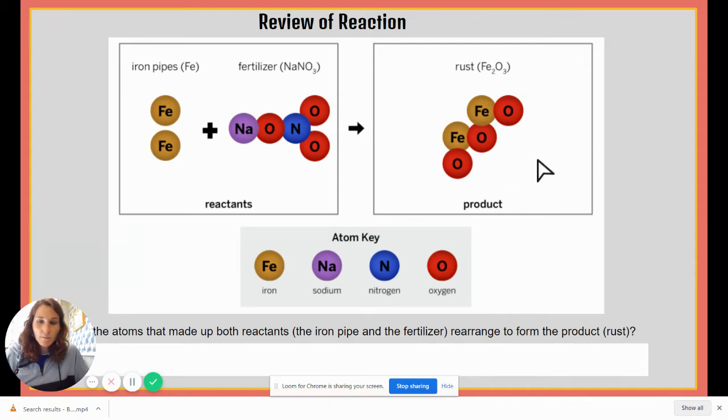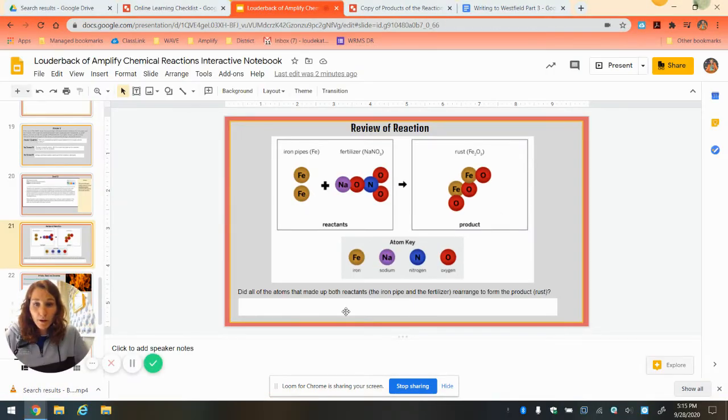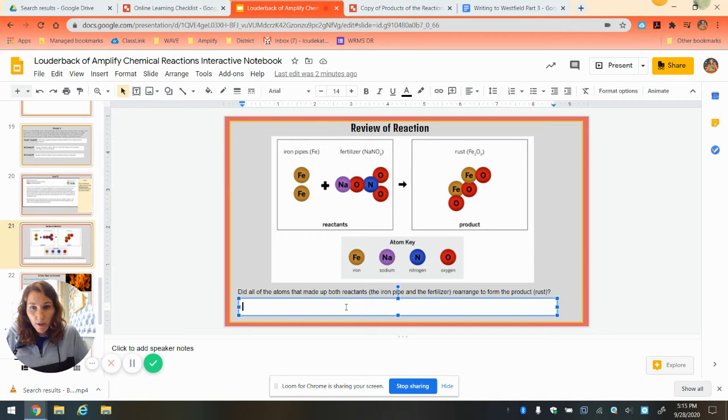So did all the atoms that make up both the reactants rearrange to form the product? The answer is no, they did not. Not all of the atoms are accounted for. So somewhere the sodium and the nitrogen have to be found within the water. So no, all the atoms are not accounted for.